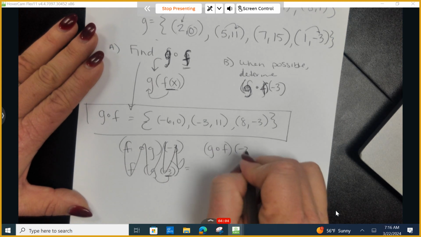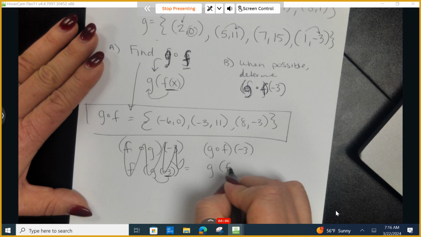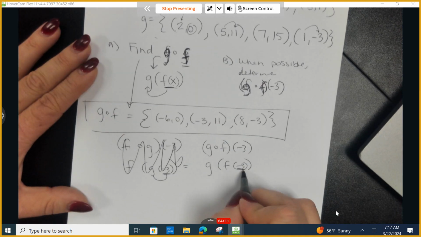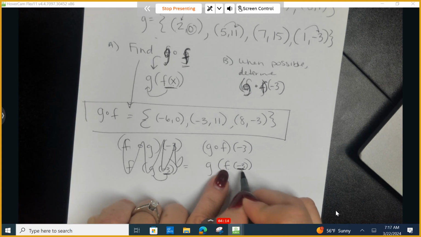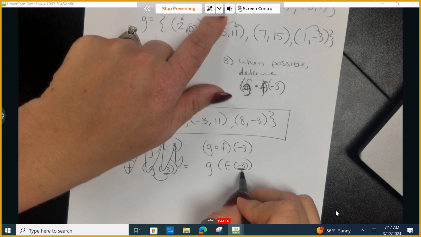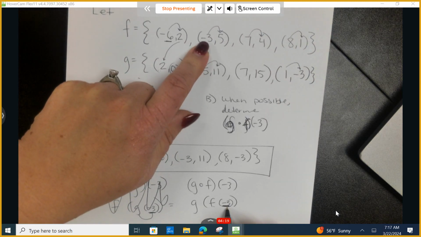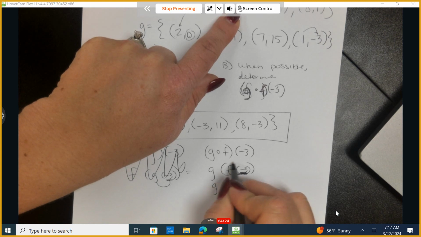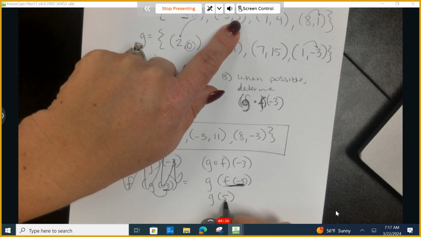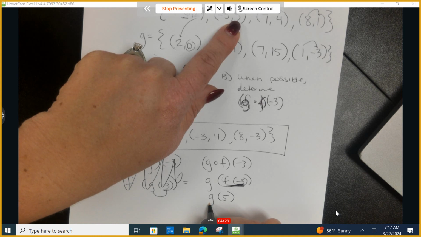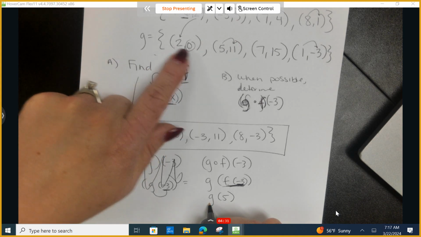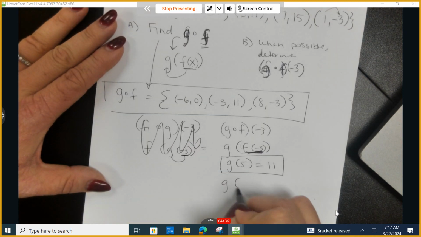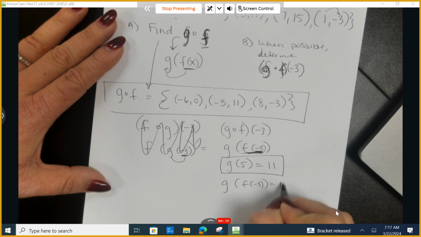This is equivalent to this form right here. So what does this mean? I start on the inside with the input value of -3. So I'm going to go to function f. Here's function f, and I find -3. Got it. It has an output value of 5. So now I'm going to rewrite this with 5. I replace this with the output, which is 5. And now I'm going to go to function g, and let's find, is there an input value of 5 in function g? There is, and the answer is 11, and that's how we write it. So this particular answer is equal to 11.